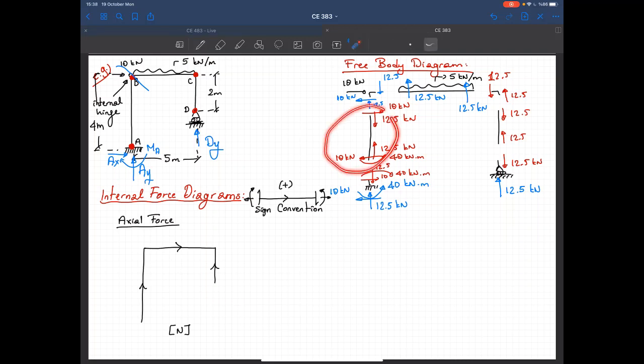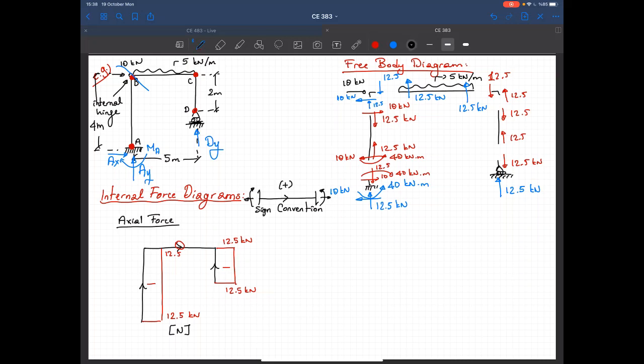So let's start from member AB. It's under compression. Magnitude of the force is 12.5. So since it's under compression, it's a negative axial force, minus 12.5 kilonewtons. Member BC, no axial force on it. That's 0. And member CD, I got compressive force, magnitude is 12.5, minus 12.5 kilonewtons. That's the axial force diagram.